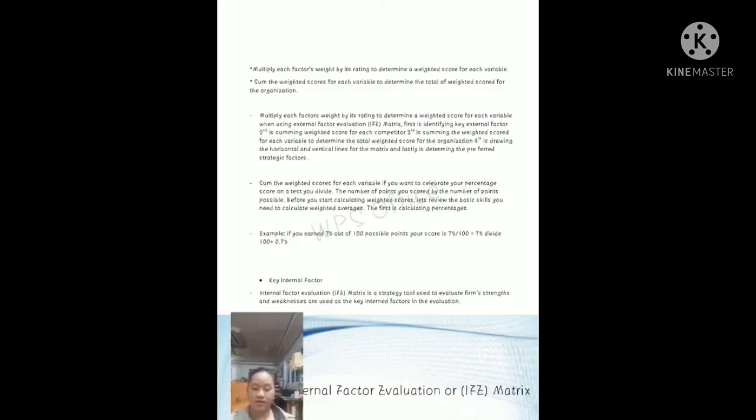Key internal factor. Internal Factor Evaluation, IFE matrix, is a strategy tool used to evaluate a firm's internal environment and to reveal its strengths as well as weaknesses. Strengths and weaknesses are used as the key internal factors in the evaluation. Good day everyone. This is my report, the Internal Factor Evaluation or IFE matrix. IFE is a process of evaluating or identifying the strengths and weaknesses of the functions inside the business and the relationship among those functions.